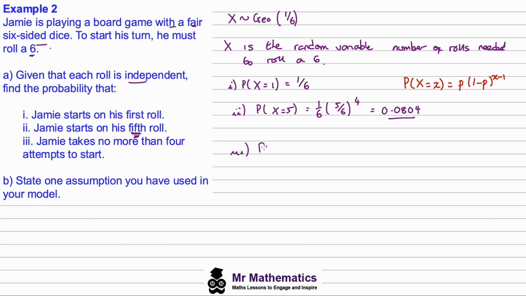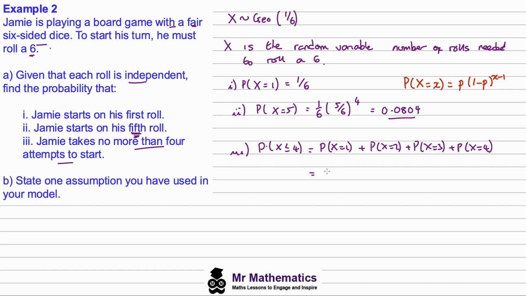And then for part 3, we want the probability of no more than 4 attempts. So this is where X is less than or equal to 4. It can be equal to 4, it just can't be more than 4. Well, there's a couple of ways of doing this. In the next video, I'm going to show you a different way. But in this video, we can look at getting it on the first attempt, or getting it on the second. You could get it on the third, or you could get it on the fourth. But you can't get it on any more than that.